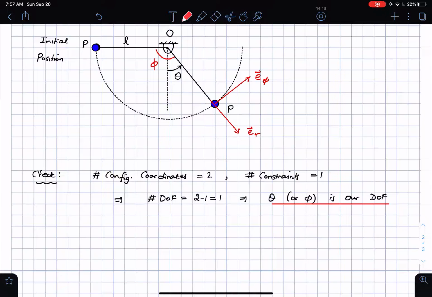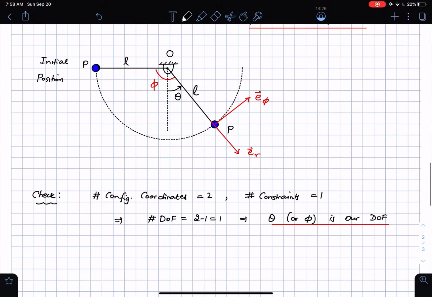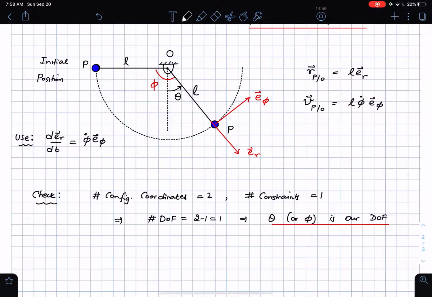Now I have to set up the position vector and so on. Here I have the length L. So I can say that the position r P slash O is equal to L times E R. Then the velocity of P slash O, I'm going to skip the details because we have done this in the other problems, is going to be L times phi dot E phi, where we make use of the fact that when doing the time derivatives, d E r by dt is phi dot E phi, and d E phi by dt is minus phi dot E R. That is essentially what I've done to calculate the velocity.